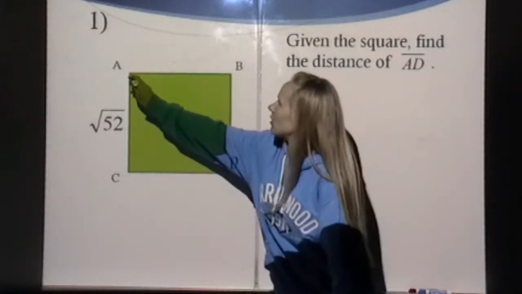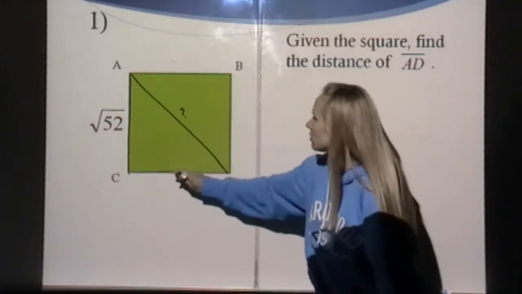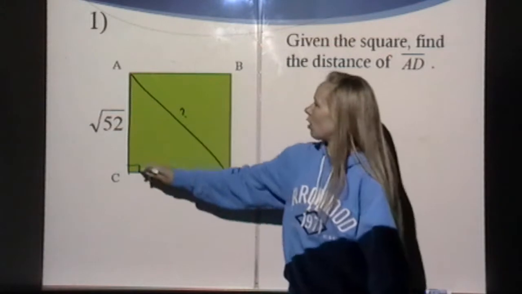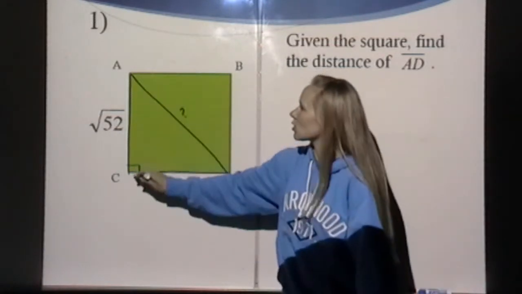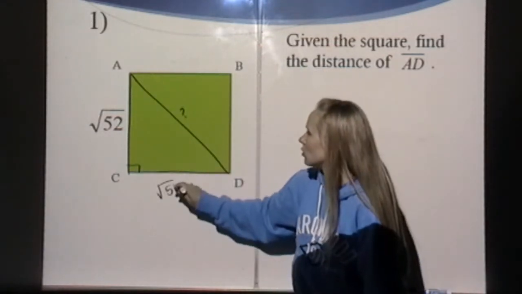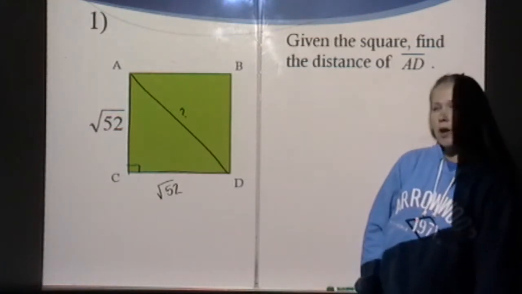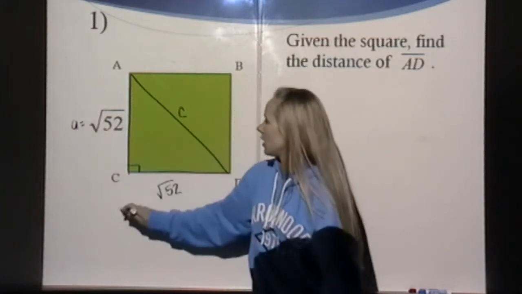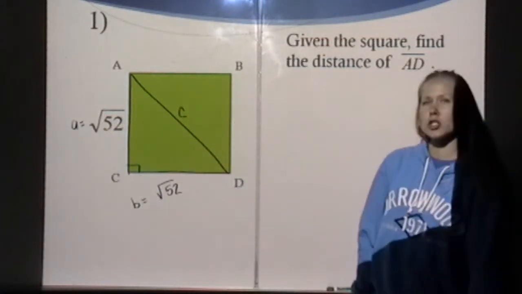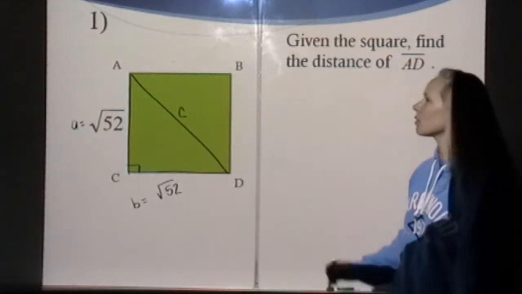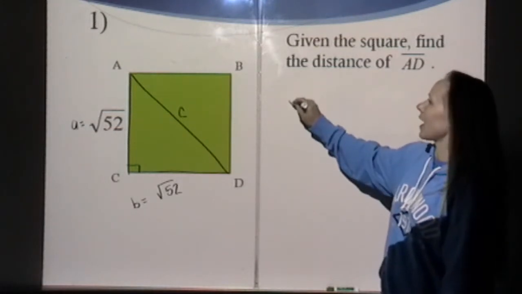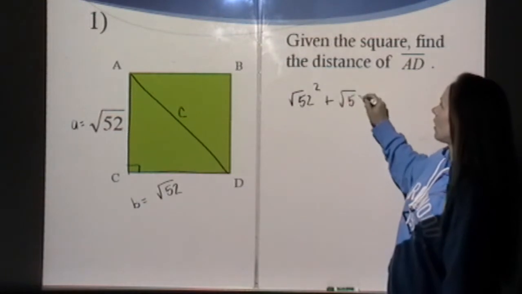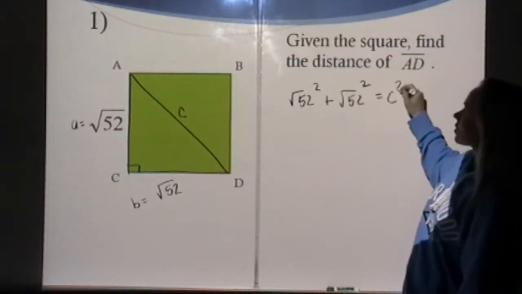Well, if I break this into two triangles, there I've got my right angle. And if this is a square, all the sides are the same length. So if this is square root of 52, this is also square root of 52. What I'm trying to find is my hypotenuse, which is C. So here I can say A and B are both square root of 52. Now the Pythagorean theorem says that I can take A and square it, add it to B squared, and that equals C squared.